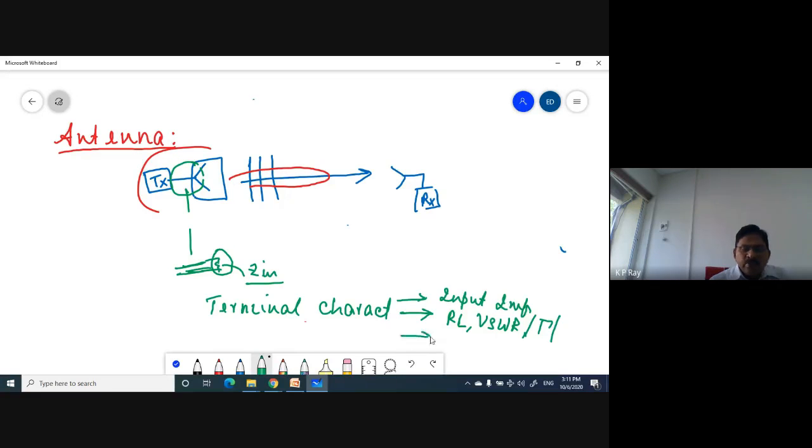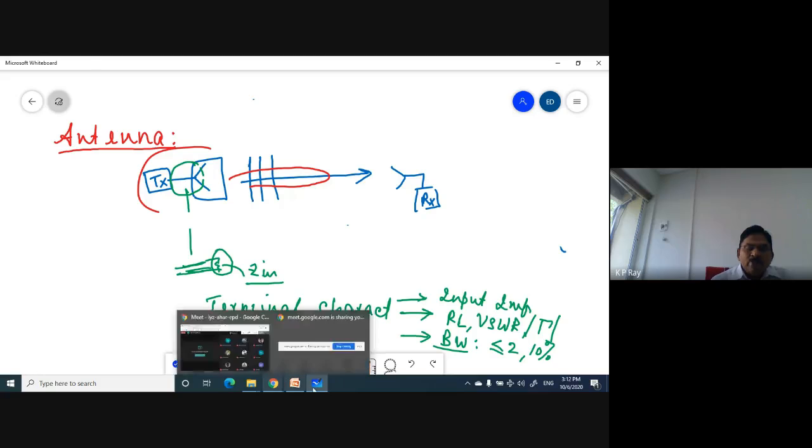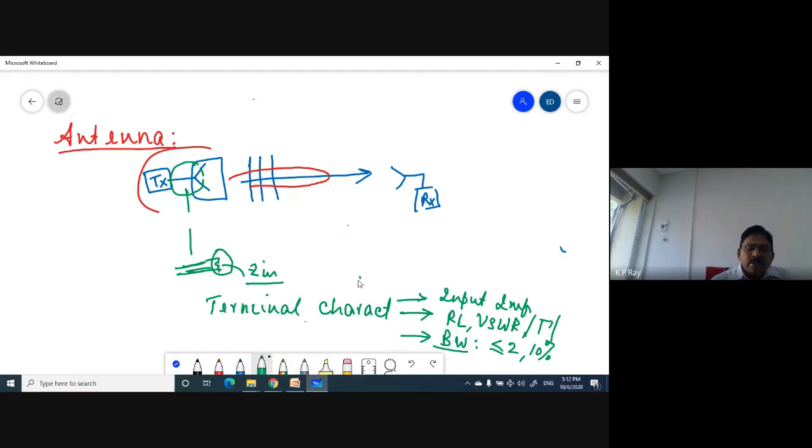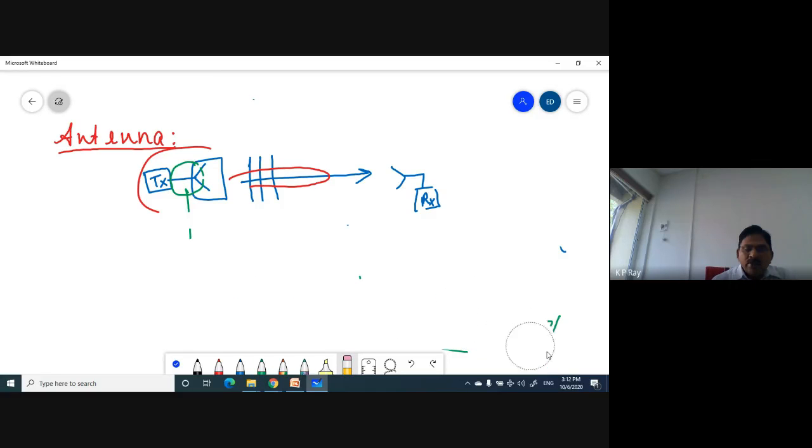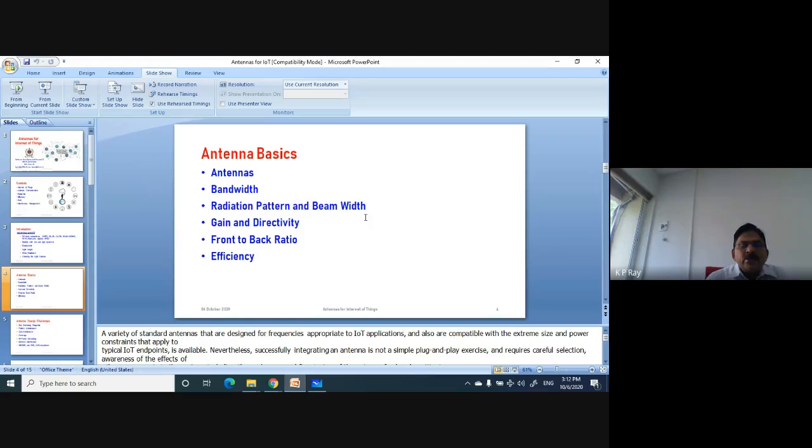Accordingly, we define the frequency range over which the antenna behaves satisfactorily, and that frequency range is known as the bandwidth of the antenna. So we define the frequency range over which your VSWR remains less than or equal to 2, or a maximum of only 10% power gets reflected back, and 90% power is getting radiated. All these parameters are related with the terminal characteristic of the antenna, the input impedance of the antenna. That is the basic definition of terminal characteristic. Now, the other things which you just saw here are the radiation characteristics of the antenna: radiation pattern, beam width, gain and directivity, front to back ratio, and efficiency.